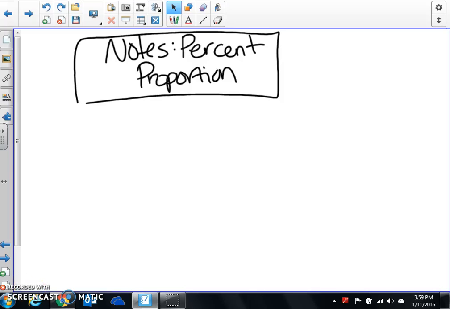Right, percent proportion. If you have highlighters, go ahead and take them out right now. If you do not, maybe have some color pens or some markers, or if all else fails, just whatever writing utensil you have right now.